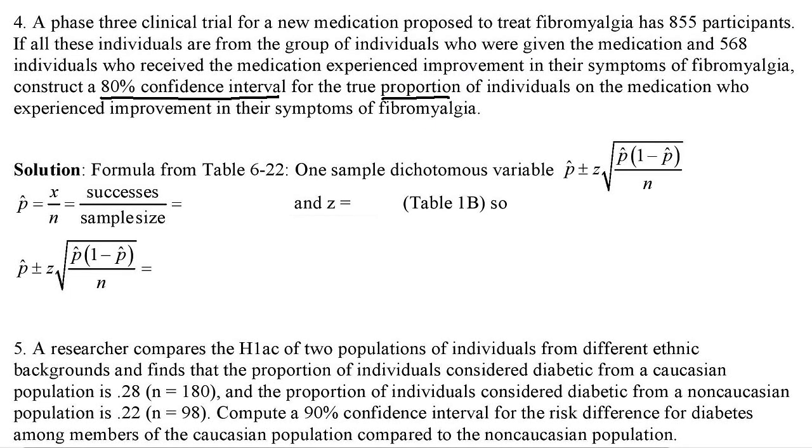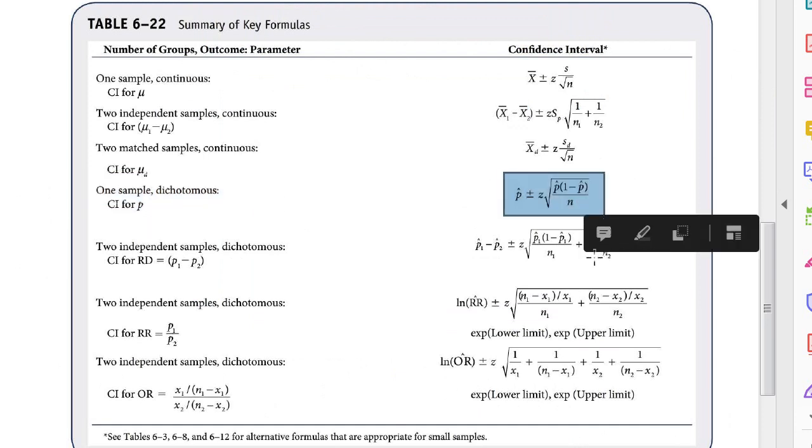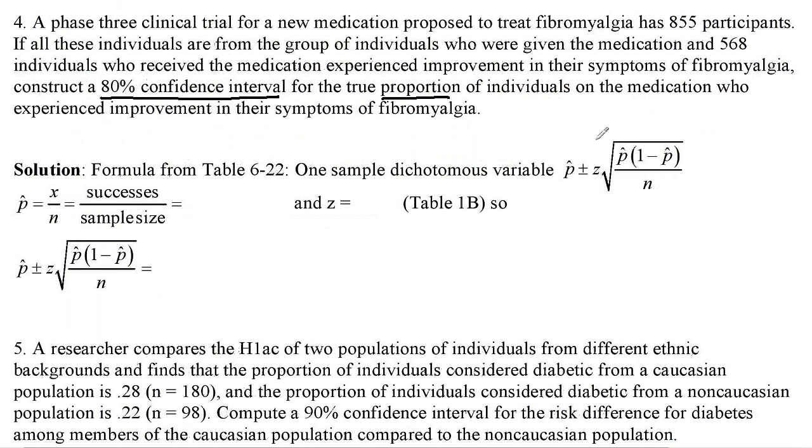And so if we go back to our table of formulas here, we've got one sample dichotomous outcome right there: p hat plus or minus z, and then the standard error there is the square root of p hat, 1 minus p hat over n. So that's this formula here. And then we need that p hat, which is successes out of the sample size. Our 855 was our total sample size. And then out of that sample, we had 568 that experienced improvement. So if you compute that on your calculator, you'll get 0.644.